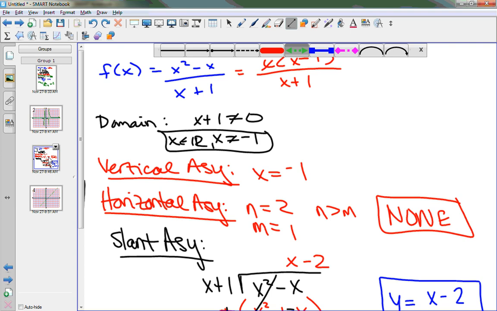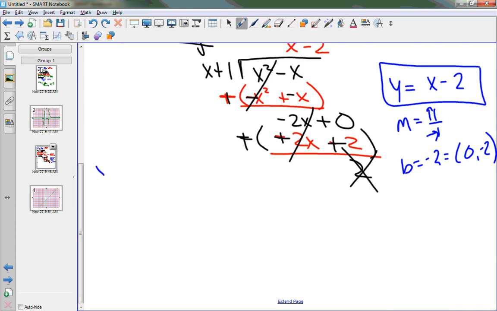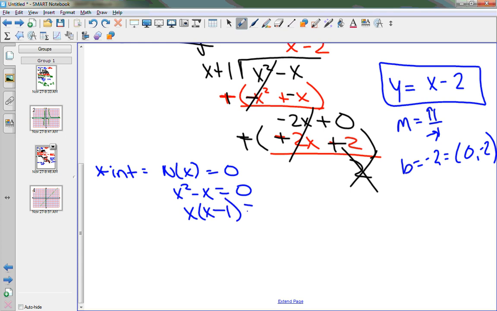Now what am I missing in my information here that you're going to have to do tomorrow? Nope. Well, I am, but you're not ready for that yet. X and Y intercept. So how do I find my X intercept? That means I'm going to take n of x and set that equal to 0. So that was x squared minus x is equal to 0. X minus 1 times x is equal to 0. So what's my x intercepts? X equals 0 and x is equal to 1.